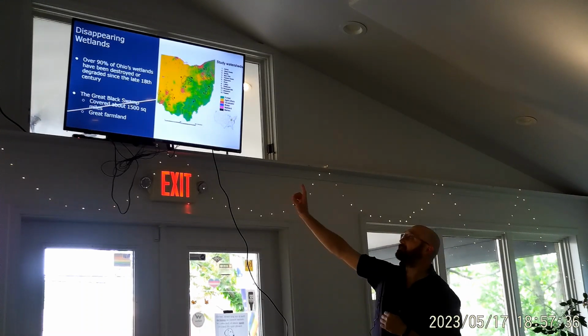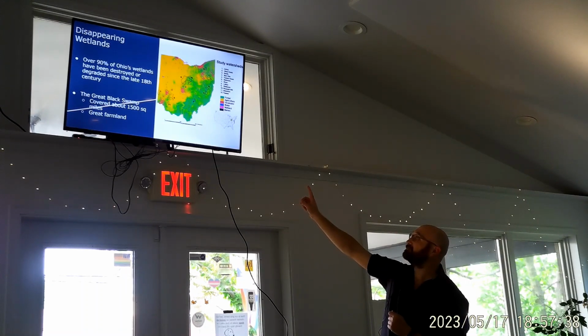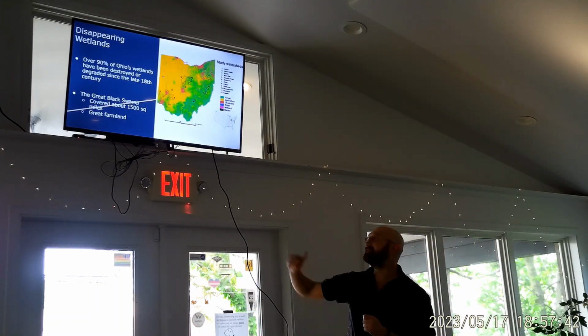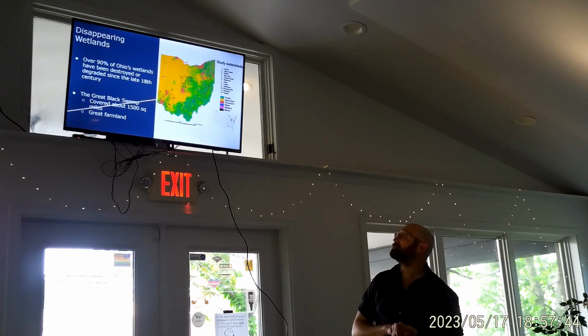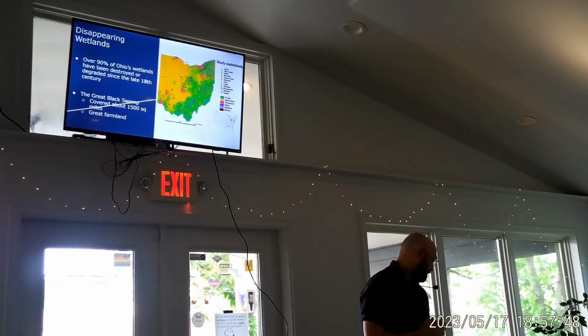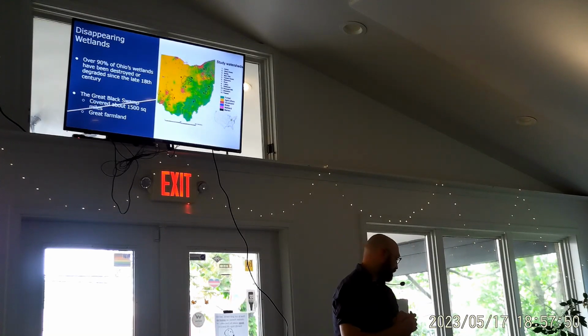So in this map, the green is forested, yellow is agriculture, so yeah, great farmland here, and then this red is industrial. Somewhere there's wetlands, but it's obviously a very tiny portion. But it didn't always used to be like that.